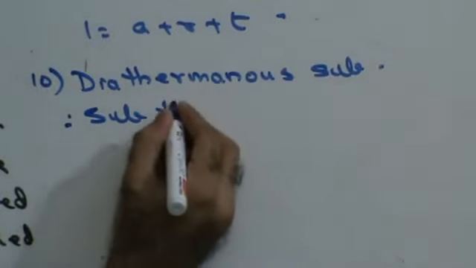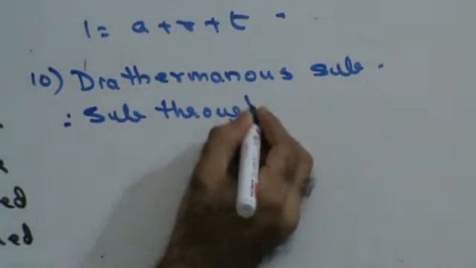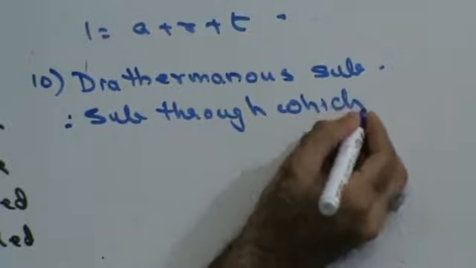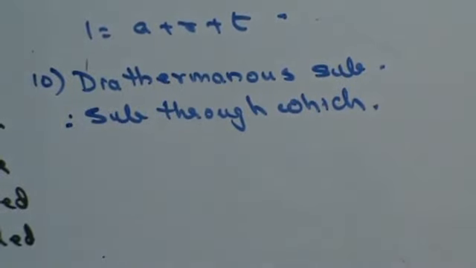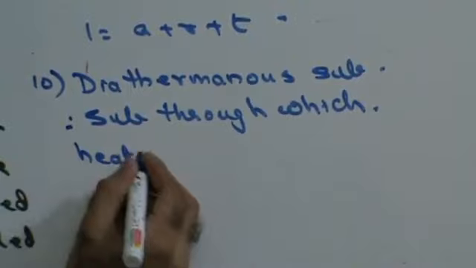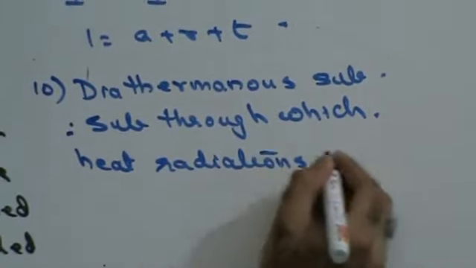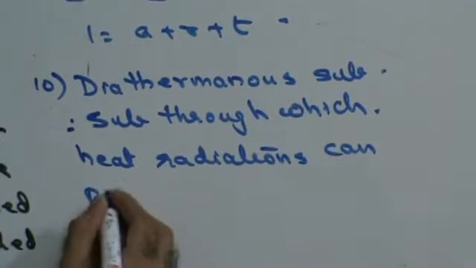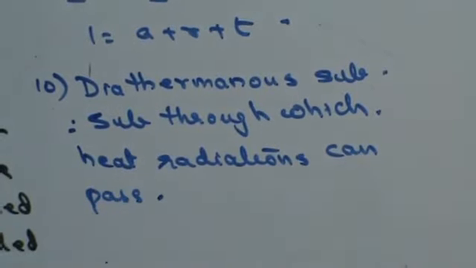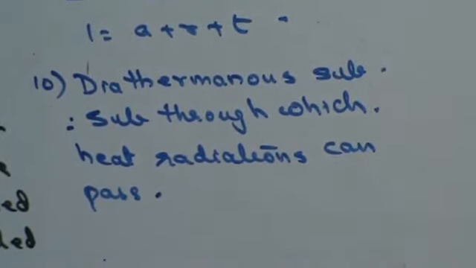Substances through which heat radiations can pass are called diathermanous substances.